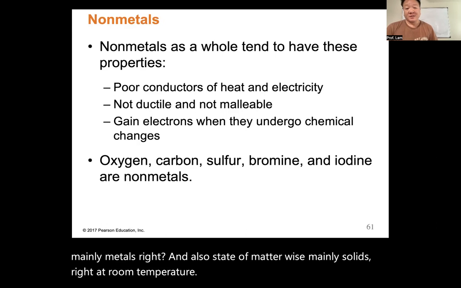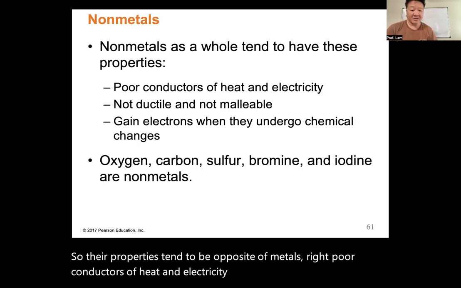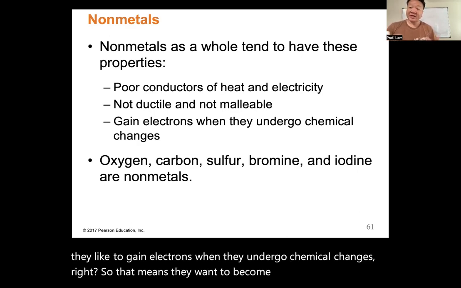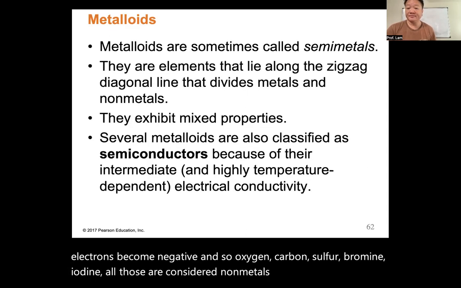So their properties tend to be opposite of metals, right? Poor conductors of heat and electricity, not ductile, not malleable, and they like to gain electrons when they undergo chemical changes, right? So that means they want to become negative, right? So gain electrons, become negative. So oxygen, carbon, sulfur, bromine, iodine, all those are considered nonmetals.